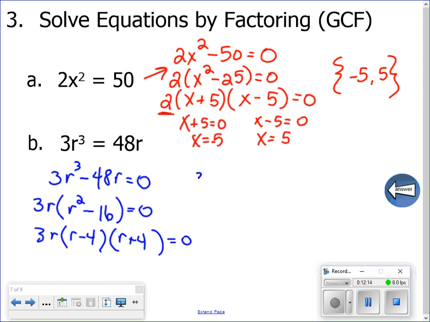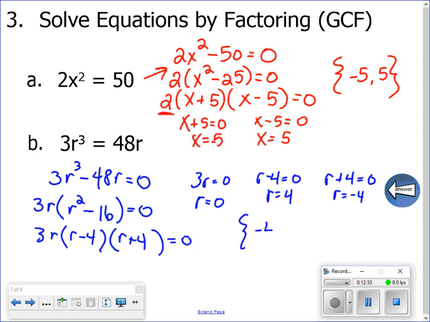So we'll have 3r equals 0. We'll have r minus 4 is equal to 0. We'll have r plus 4 is equal to 0. I solve each one. r equals 0. r equals 4. r equals negative 4. So we see our three solutions are negative 4, 0, and 4.